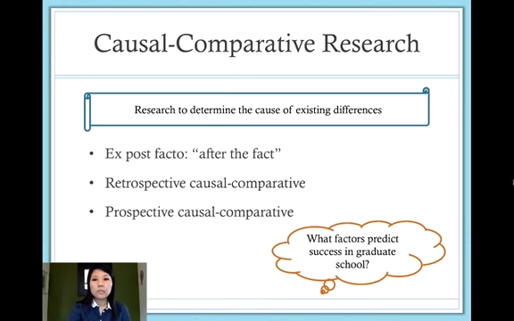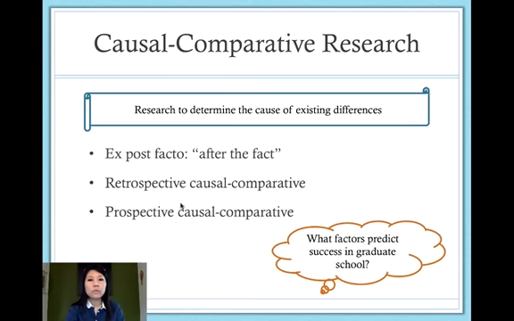So if we go back to this question, what factors predict success in graduate school? You could do a prediction study, or a correlational study, to see what the relationships are between graduate school success and other variables. You could do that, but you could also do a causal comparative research study to answer this question.